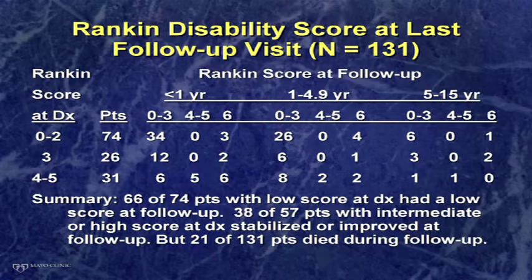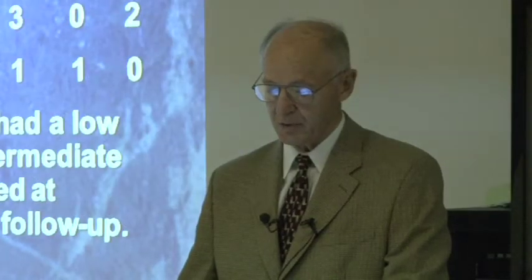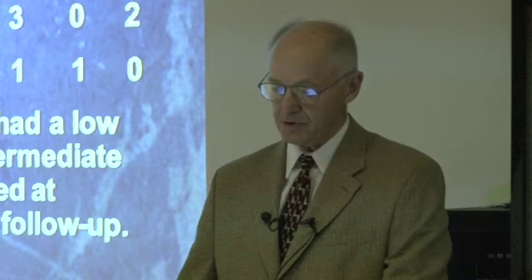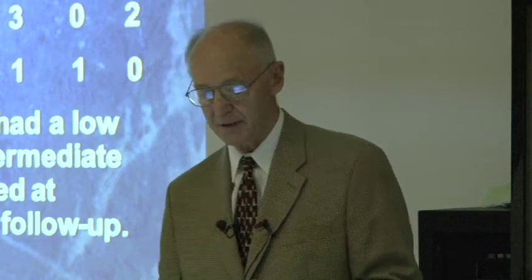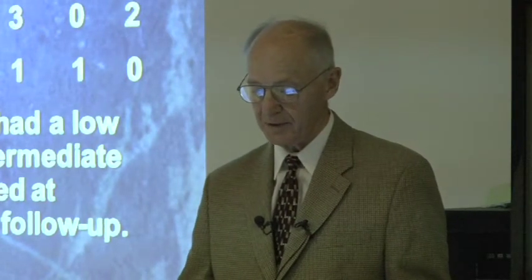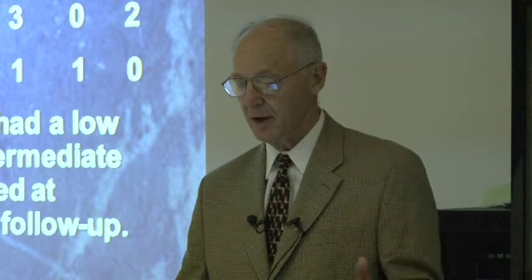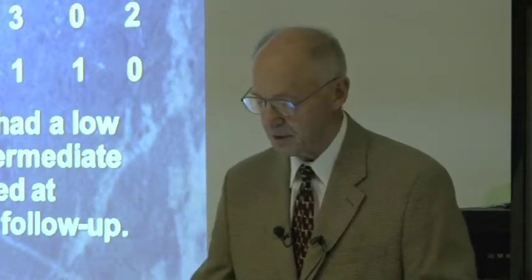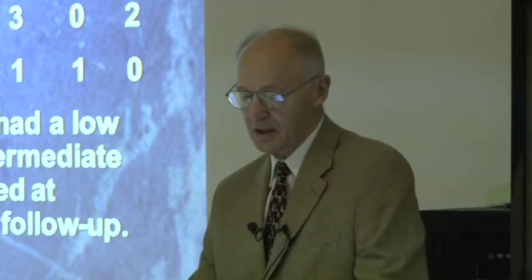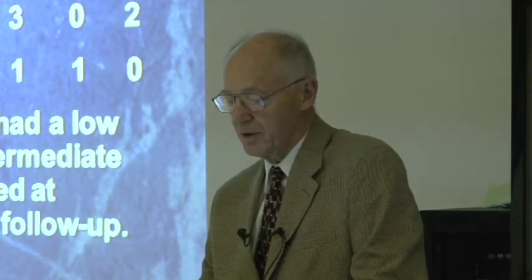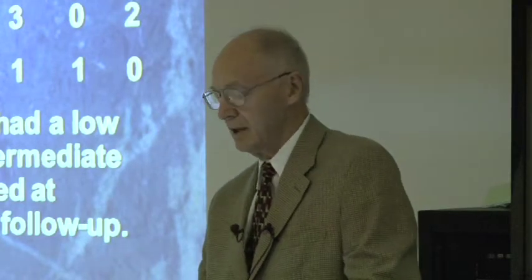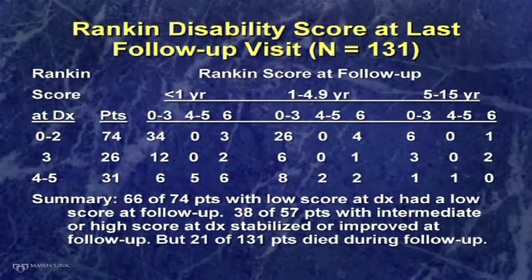These were the Rankin scores at diagnosis, and these are the numbers of patients at diagnosis that had those scores. There were 74 of the 131 patients, for example, who had a score of 0 to 2 and were fairly mild neurologically. 26 were moderate, 31 were more severe. And what happened to them? In order to make some consistency out of it, Teresa Christensen suggested that we divide the follow-up duration into less than a year, 1 to 5 years, and then 5 to 15 years, and see what happened to the patients.